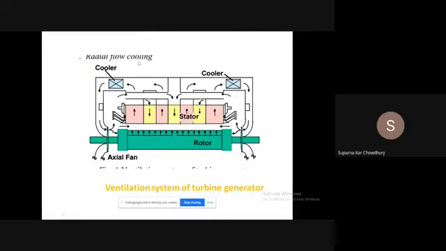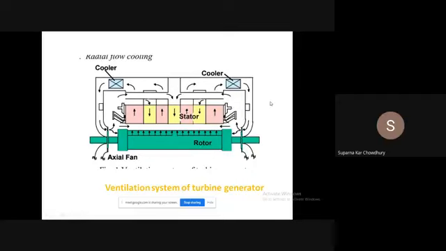So radial flow cooling: the air is inlet through the air gap at both ends, and there is a guide so that the air goes through some ducts and comes out through some ducts. So air will flow, and there will be coolers and fans. Similarly, that air also cools the rotor through this radial duct. There are axial fans also on the shaft.